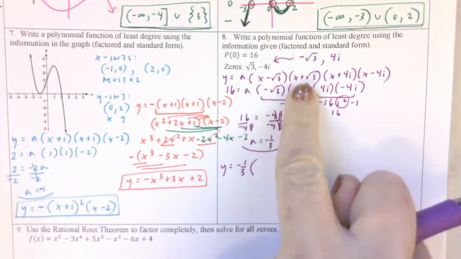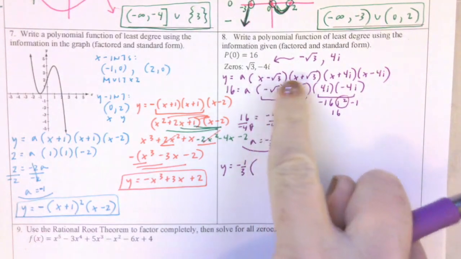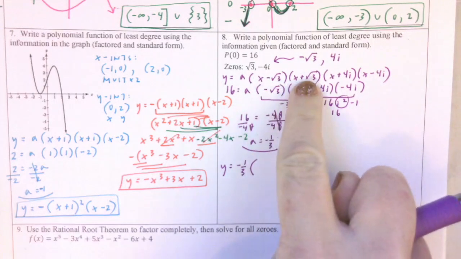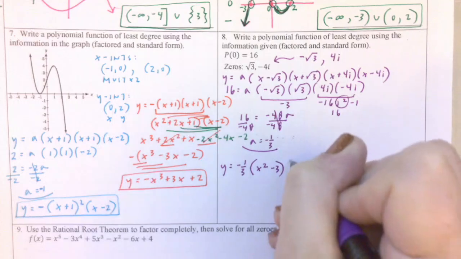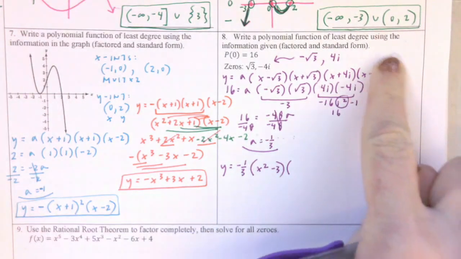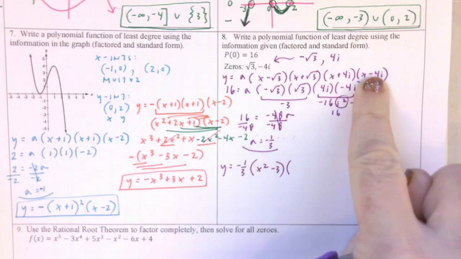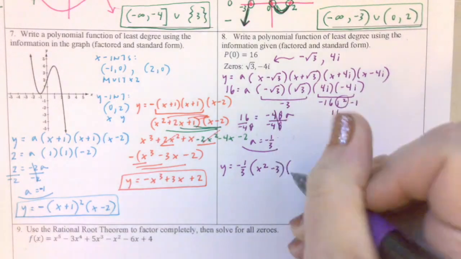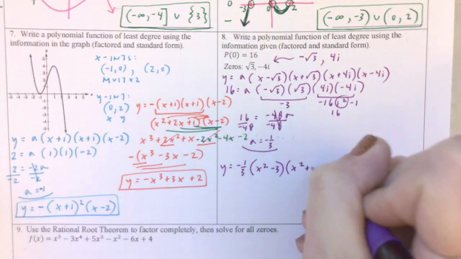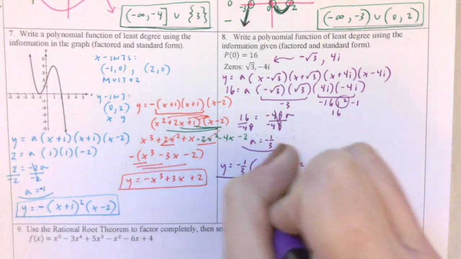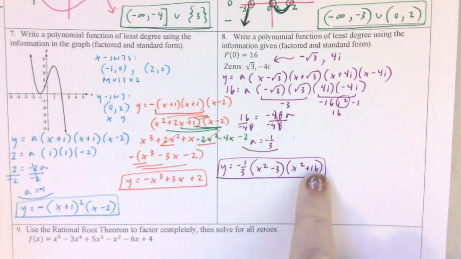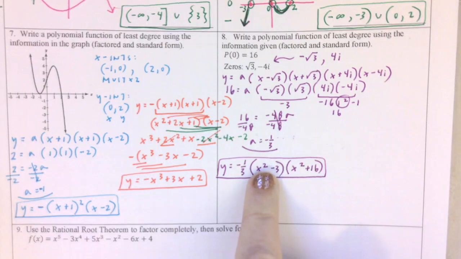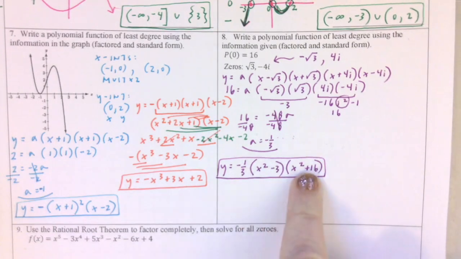Okay, we don't usually write it like this. We actually would multiply that back out and write that as x squared minus 3. And then same thing here. We would actually multiply that back out and still say that this is factored form, and that would give us x squared plus 16. So this is factored form. It's just when we set these equal to 0 and solve, this is where we get that plus or minus root 3, and this is where we get that plus or minus 4i.